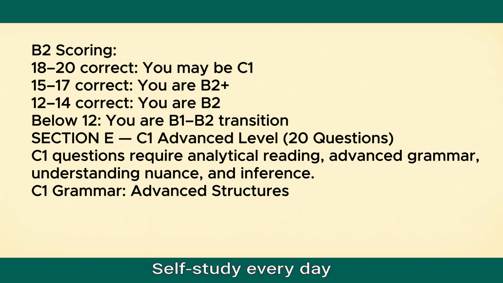B2 scoring: 18 to 20 correct, you may be C1. 15 to 17 correct, you are B2+. 12 to 14 correct, you are B2. Below 12, you are B1, B2 transition.